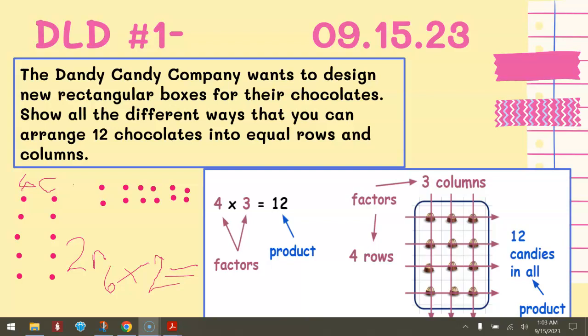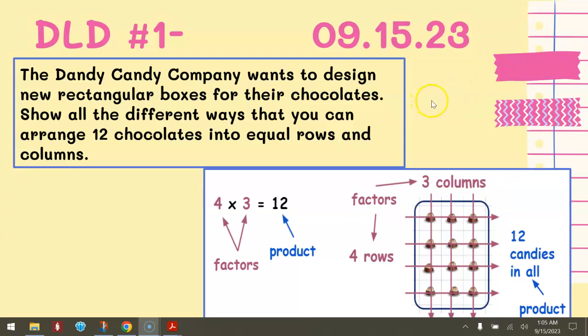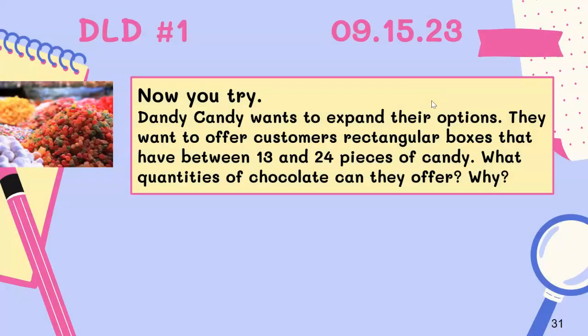Now, you're going to have to do something similar, okay? So let's see. Here's your problem. The D&D Candy Company wants to expand their options. So we know they were doing boxes of 12, but now they want to consider doing rectangular boxes that have anywhere between 13 and 24 pieces of candy.